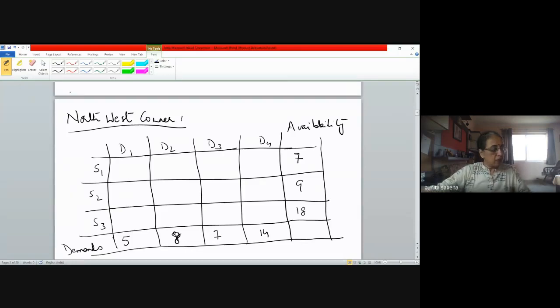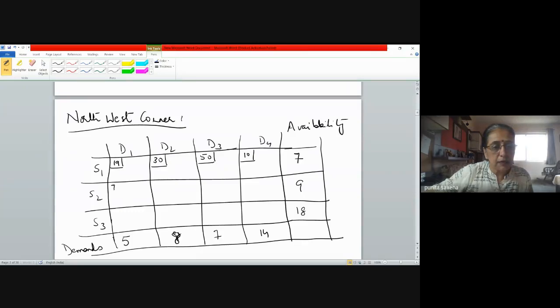Okay. Now, it takes 19 rupees to transport 1 unit of that product from source 1 to destination 1. Okay. Similarly, it takes 30 rupees to transport 1 unit of product from source 1 to destination 2. Okay. Similarly, the per unit costs, or Cij or Aij, whatever you want to call it, are written in the top corner of every cell. Okay. This is how it is written.